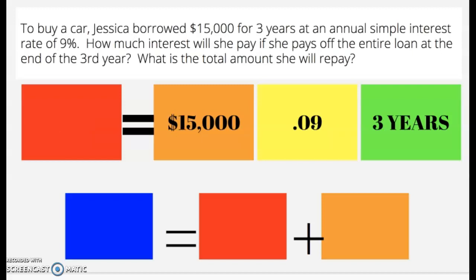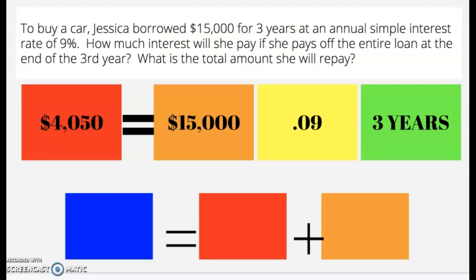Our next example goes a little bit further. To buy a car, Jessica borrowed $15,000 for 3 years at an annual simple interest rate of 9%. So let's place those numbers. 15,000, that's our original loan or investment amount, so that's going to be principal. Then we're going to have 9%. Remember, your rate is expressed as a decimal, and this is for 3 years. So when we multiply all of those together, we get $4,050.